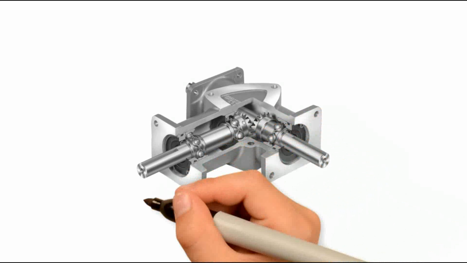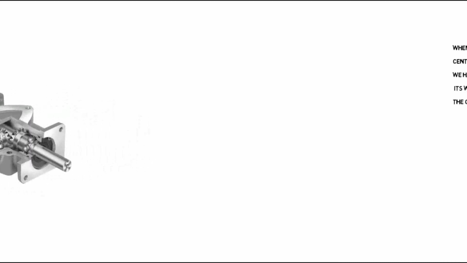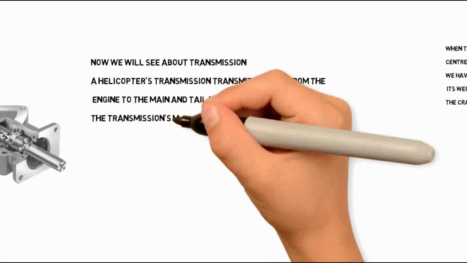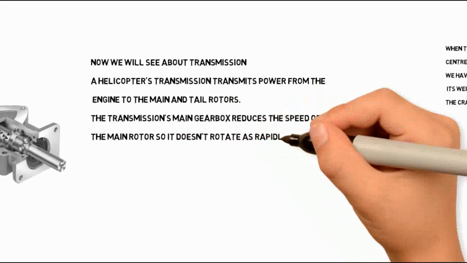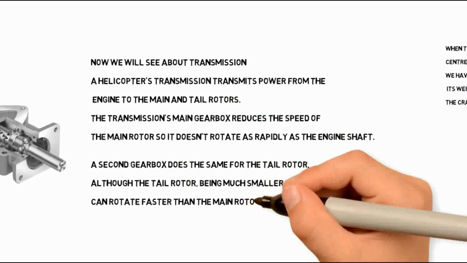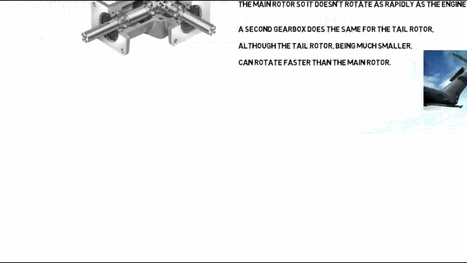Now we will see about the transmission. A helicopter's transmission transmits power from the engine to the main and tail rotors. The transmission's main gearbox reduces the speed of the main rotor, so it doesn't rotate as rapidly as the engine shaft. A second gearbox does the same for the tail rotor, although the tail rotor, being much smaller, can rotate faster than the main rotor.